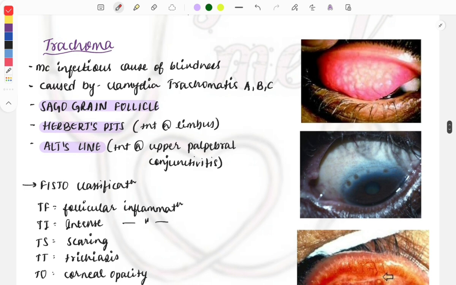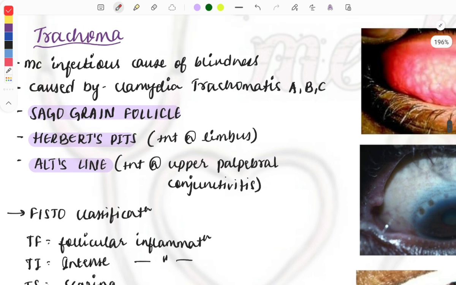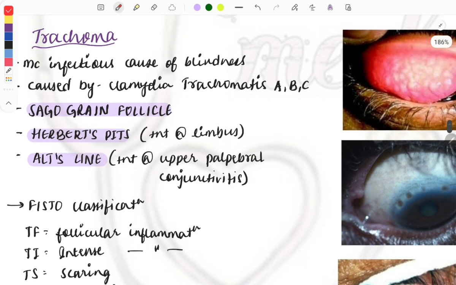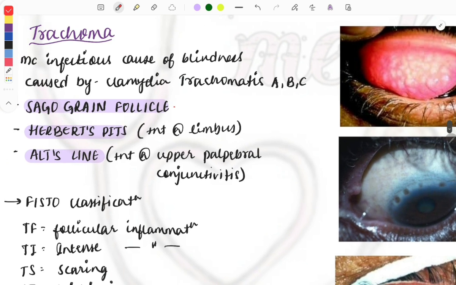Then moving on to the trachoma. Trachoma is also a very important topic. This is the most common infectious cause of blindness, and the causative organism is Chlamydia trachomatis serotypes A, B, C. Then the important feature of trachoma is the sago-grain follicle. As you can see here in this image, there are follicles present which appear like sago grains, so that's why it is called the sago-grain follicle appearance.